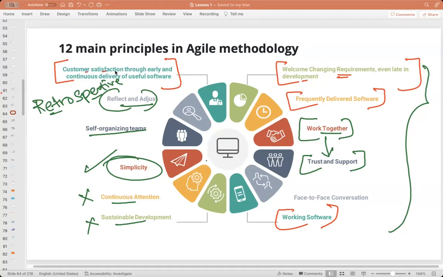And then lastly, this is a very, very important point: customer satisfaction through early and continuous delivery of useful software. So, recording is there, no? Yeah, okay. Oh, you joined us. So, customer satisfaction through early and continuous delivery of useful software. This is a very, very, very important point. Okay, guys, go on mute, others. There is still a windy sound from some of you.